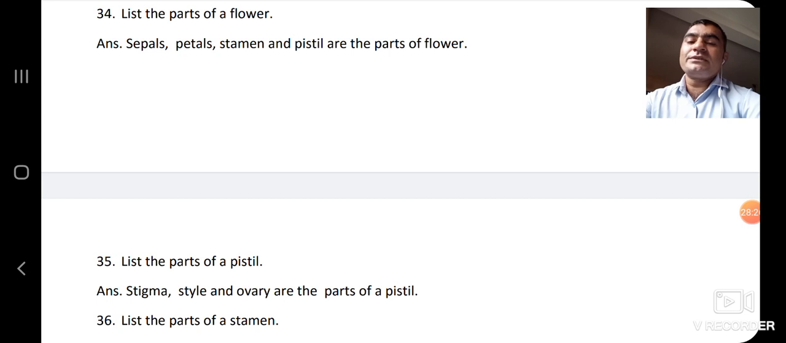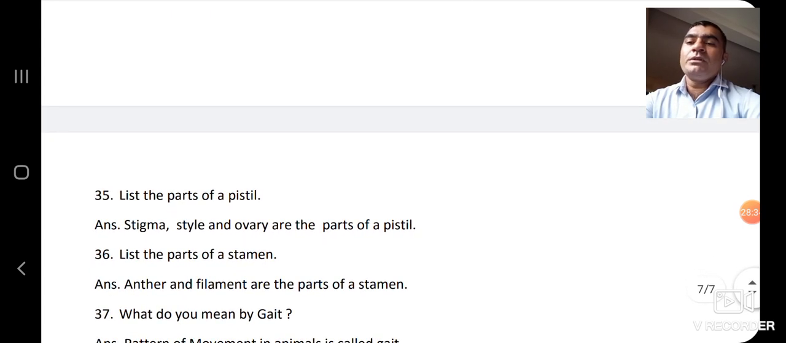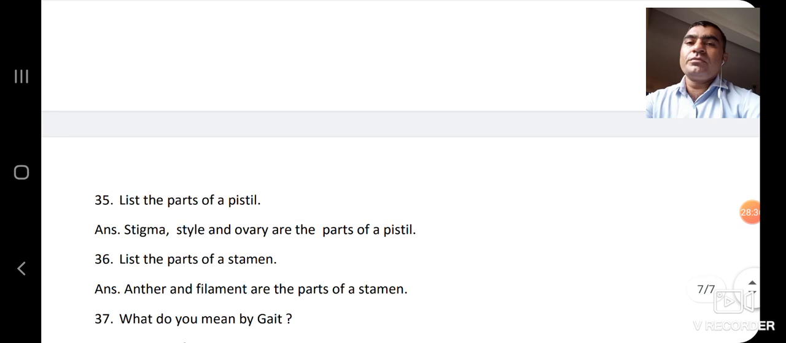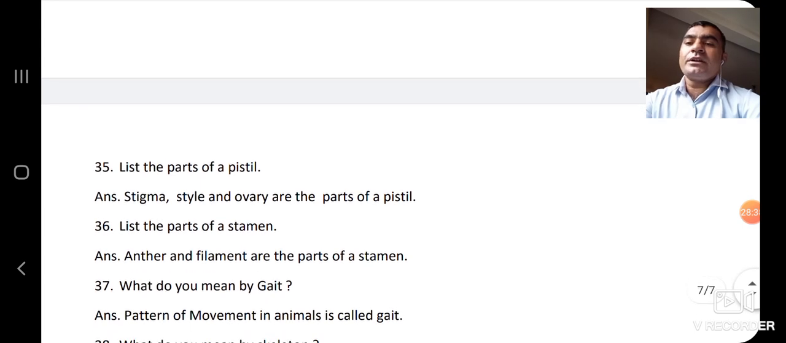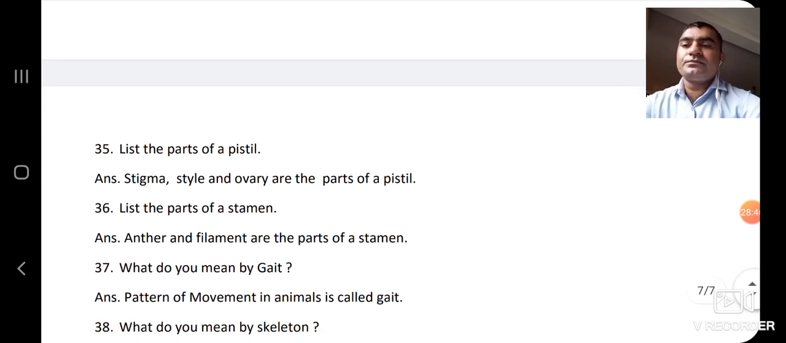List the parts of a stamen. We have to write the parts of a stamen. Anther and filament are the parts of a stamen. What do you mean by gait? Pattern of movement in animals is called gait. How the animals move is known as gait.